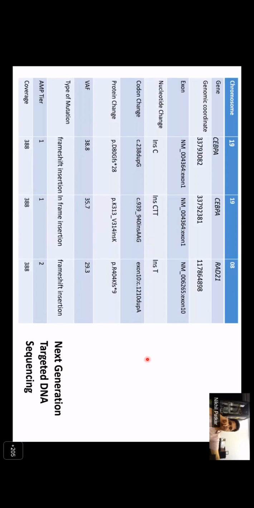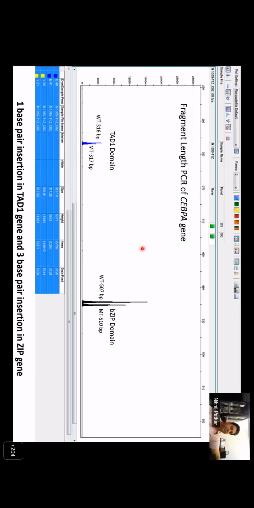So what do you see here? So here, honestly, I could just make out the type of mutations, that is insertions. I cannot make out more. Okay, so that's right. So you have the CEBPA mutation, and how many CEBPA mutations are there? There are 2 CEBPA mutations. All right, so you can see that there are 2 CEBPA mutations, and a RAD21 mutation. So what's happening here? This is again CEBPA associated with both TAD1 and bZIP domain. So it is biallelic. Very good.